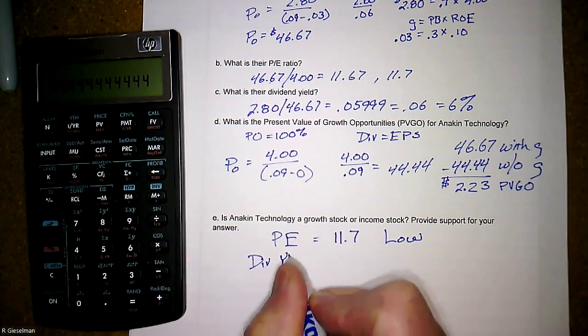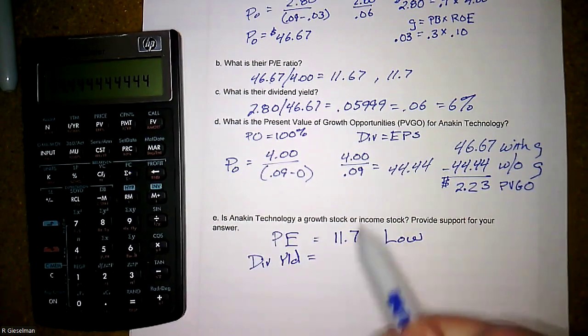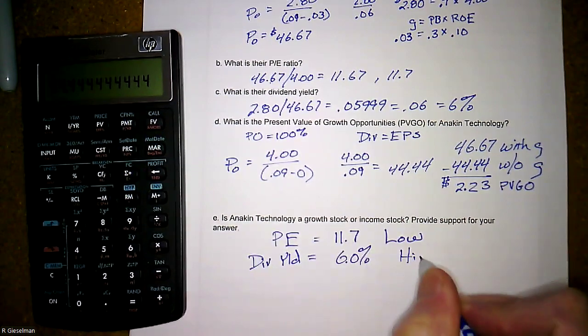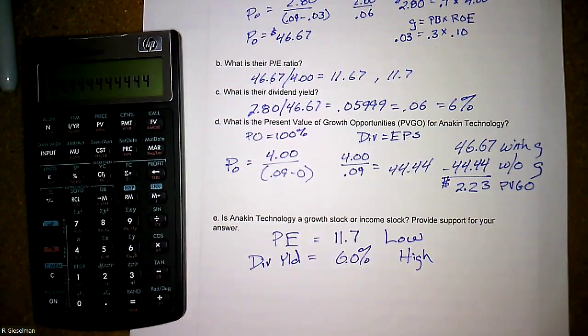Dividend yield is 6%. That's really high. To get a 6% return on investment from just the dividend, that's a really good return and way above the 2 to 3% normal dividend yield for the stock market.